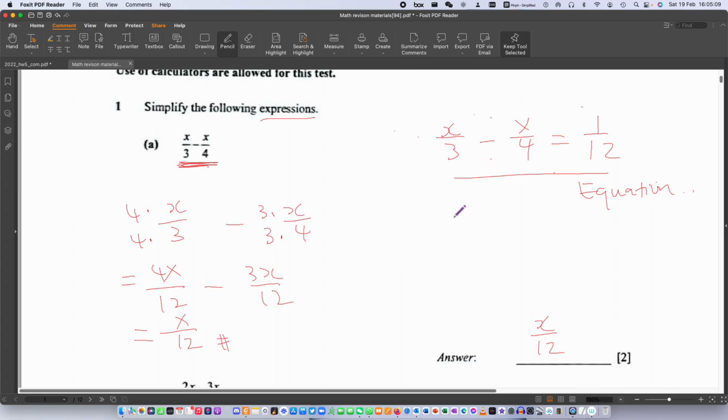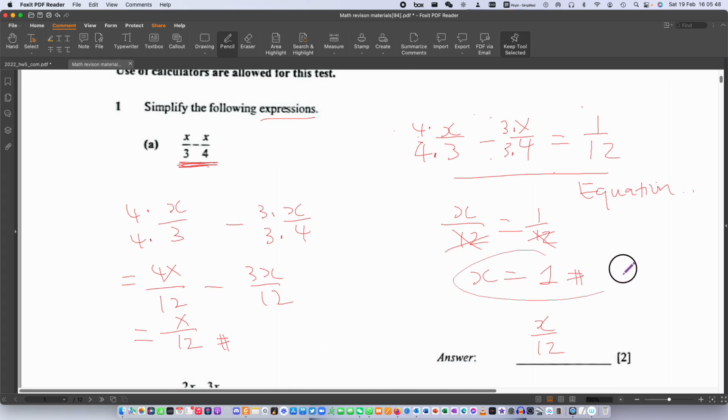You do the same thing for the left hand side. So you end up with x over 12. What do you do next? You have 12 here, you have 12 here. What do you do next? Cross multiply. Of course you can cross multiply, but you have 12 and 12 for the denominator. You can cancel. Yes, so x equals 1.